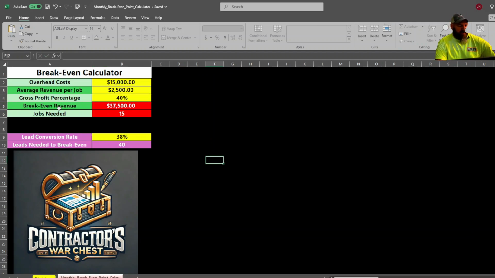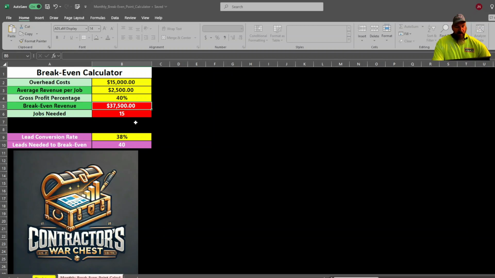So my break-even revenue point for the month for me to cover my bills is $37,500. That's how much money I need to bring into the business in order for me to break even, pay my bills, and then have enough left over to pay my guys. So that's basically what I need a month.